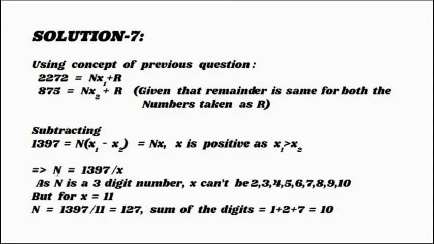Now n can be written as n is equal to 1397 by x. The given information that x is a 3-digit number is very useful. We need x to be chosen in such a way that 1397 is a multiple of x, so that the quotient is a 3-digit number n. I'll repeat it once again. N is written as 1397 by x.